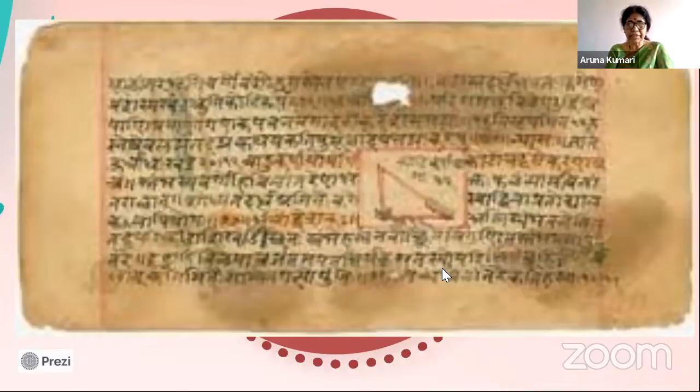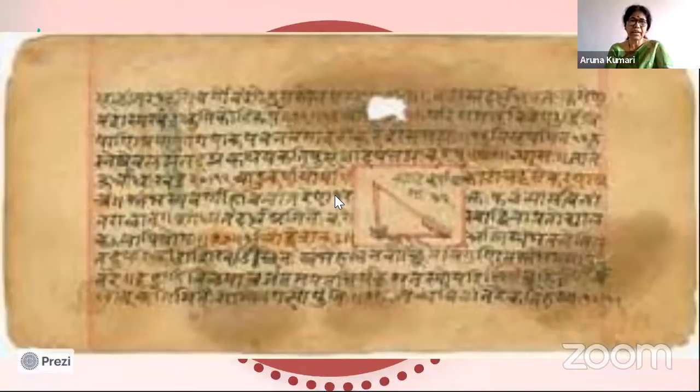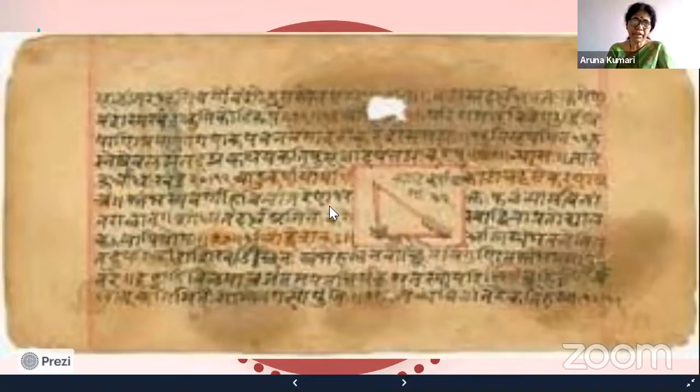If you observe it, in the middle you can see one triangle. Are you able to see, students? This is a right angle triangle. Now you all know what a triangle is. It is a figure surrounded by 3 line segments. But what is a right angle triangle?